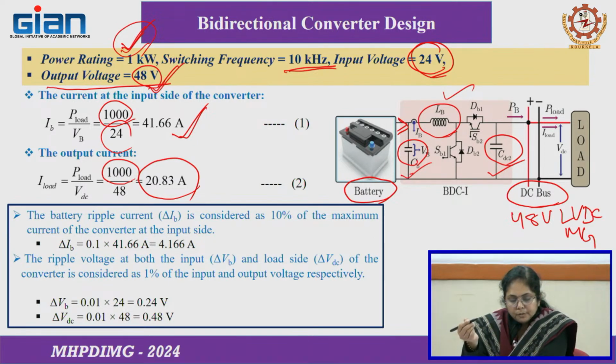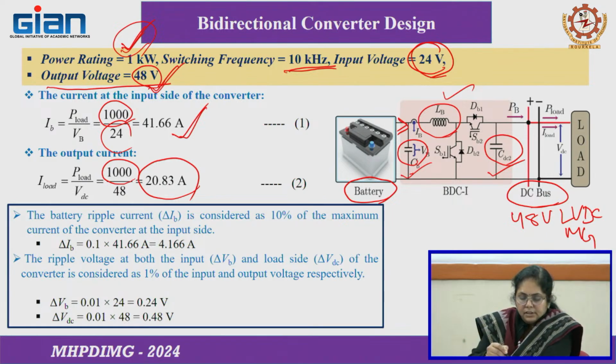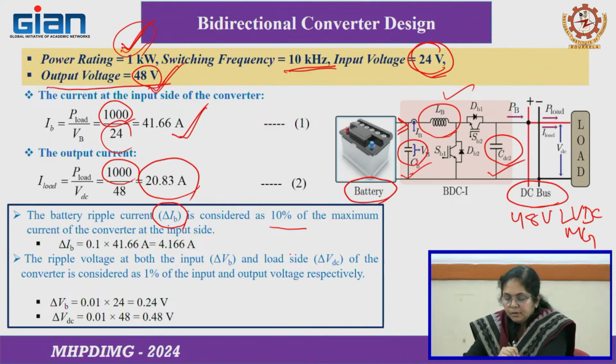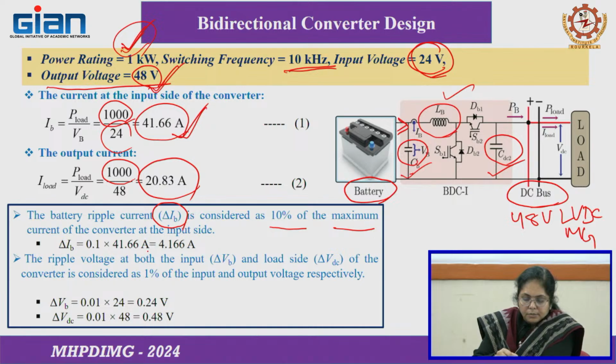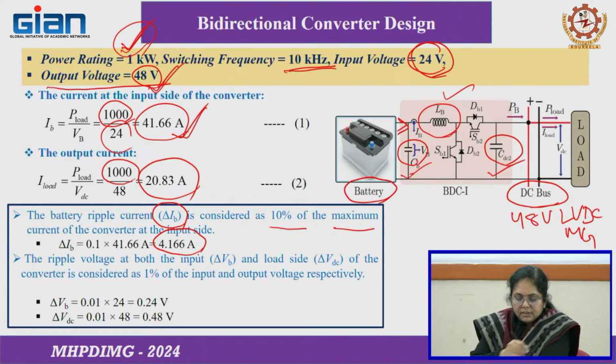We have to fix the battery ripple current. This ripple current can be considered between 10 to 30%. Here in this example I have chosen 10% of the maximum converter current on the input side. The battery current we have calculated is 41.66, so 10% of that is the ripple current of the battery. That is 0.1 of 41.66, which is 4.166 ampere.